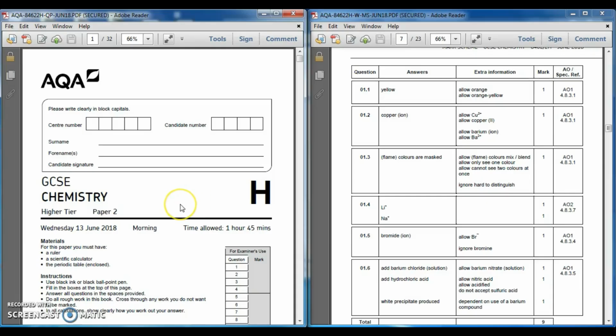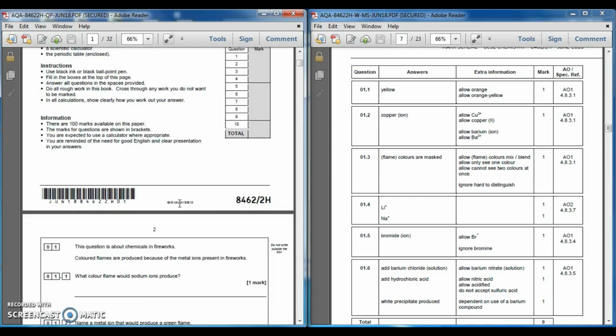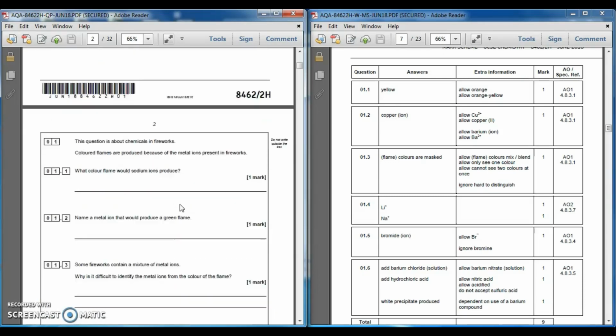Okay, ladies and gents, let's get started on this chemistry paper 2. First question is about ion identification.